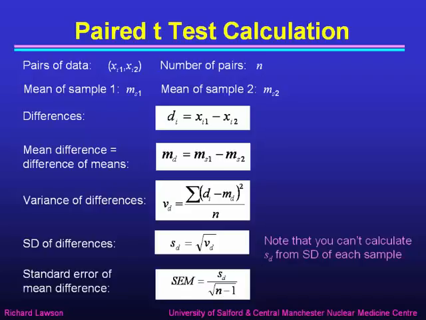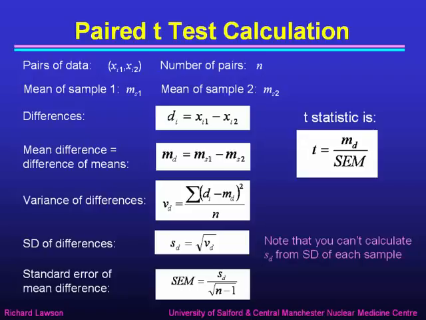Once you've got the standard deviation, we need the standard error of the mean, which as always is the standard deviation divided by root n minus 1, because we've estimated the standard deviation from the measurements. We don't know it from the population, so we have a root n minus 1 rather than the root n. Once we've got all that, we have a t statistic as our test statistic, very much as before: MD, the mean difference, divided by the standard error of the mean.